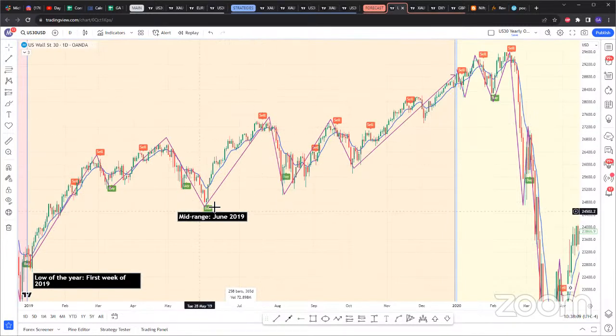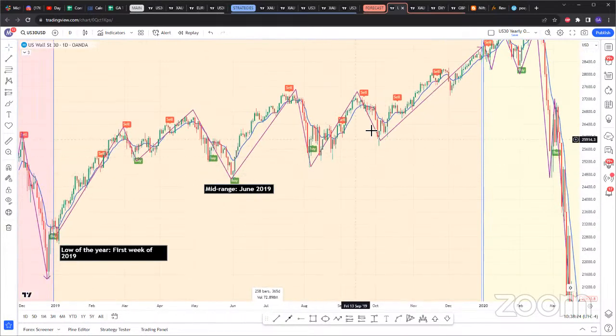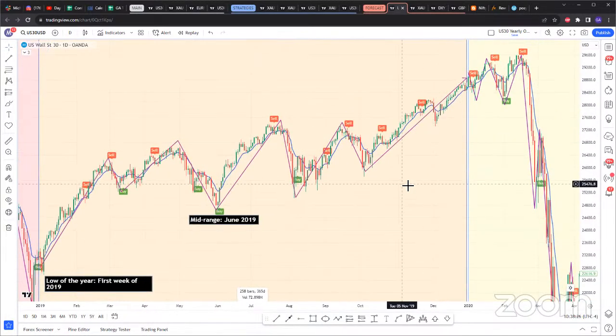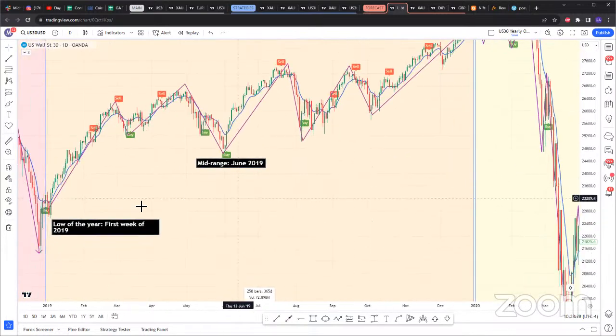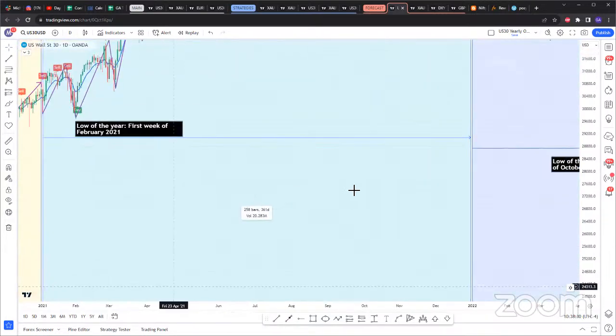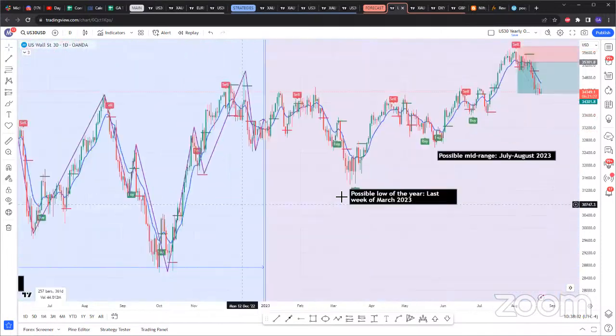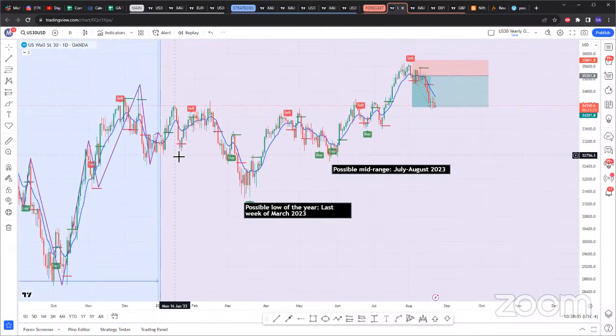So June was the mid-range month in 2019. As much as that's the mid-range month, your entry is based off of the sell you get from the reversal. So here you can see 27,127 dropped for 2,000 pips, and then afterwards recovered and ended the year with a yearly high, right? A good example is 2023, right? Because we are not backtesting something that has already happened.